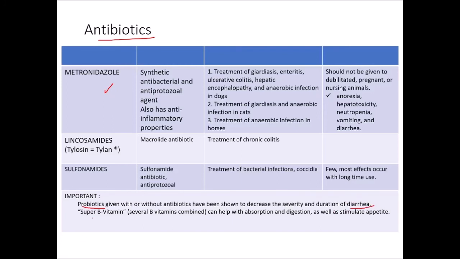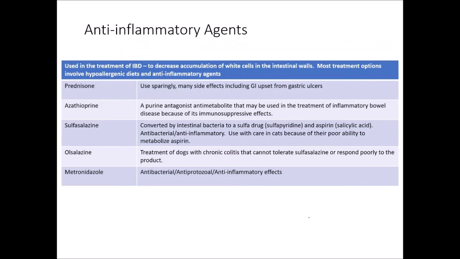Azathioprine is a purine antagonist antimetabolite that's used in the treatment of inflammatory bowel disease because it's immunosuppressive. Sulfasalazine is converted by intestinal bacteria to a sulfa drug and aspirin. So we have to be very, very careful with cats, not using aspirin. So it's antibacterial and anti-inflammatory. Olsalazine we use in dogs with chronic colitis that can't tolerate sulfasalazine. And then metronidazole: antibacterial, antiprotozoal, anti-inflammatory.